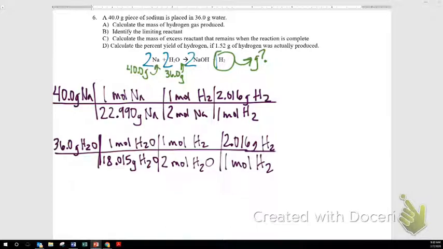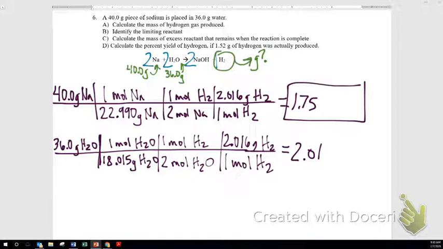Now if I stop and calculate them, these are my 2 answers I get out, and the smaller one is my real answer. So there's that 1.75 grams of H2. And that is my answer to part A.